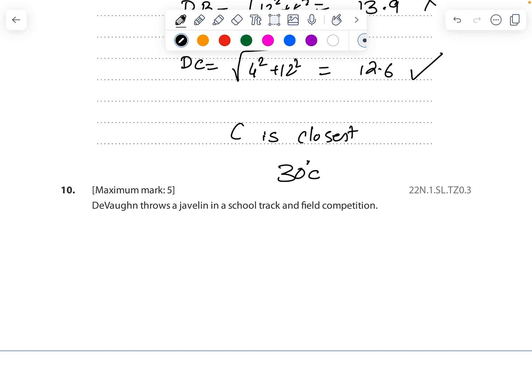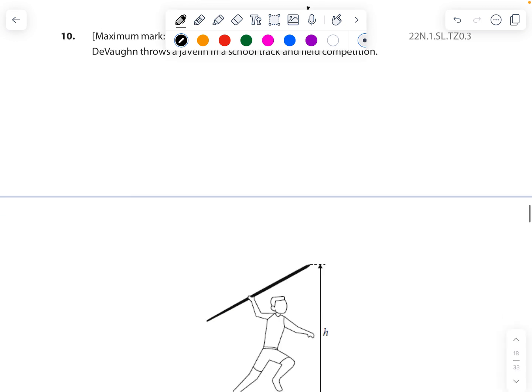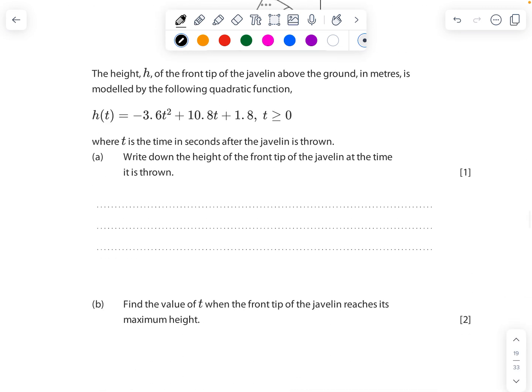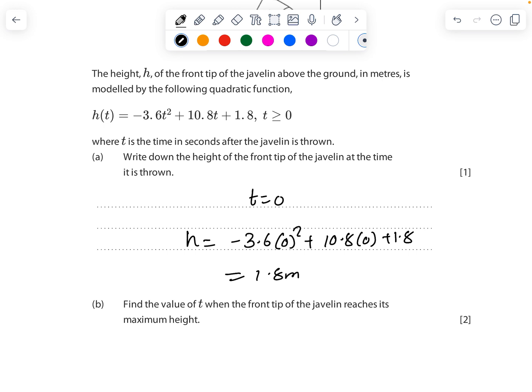Next, this is about a javelin throw in a school track and field competition. Write down the height of the front of the tip of the javelin at the time when it is thrown. When it is thrown means t equals 0. So height will become minus 3.6 times 0 square plus 10.8 times 0 plus 1.8. So that is going to be 1.8 meters.